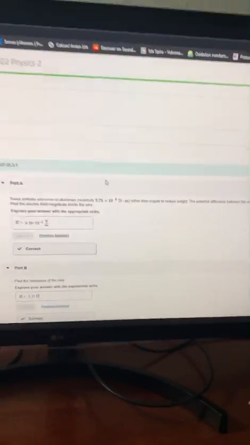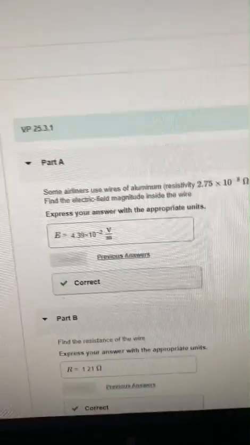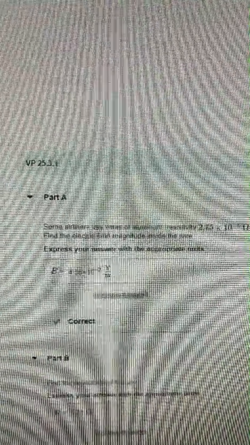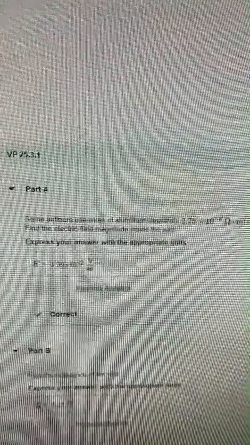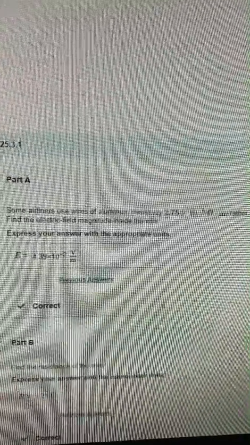So today's problem we're going to solve is number 9 on the homework. For part A of number 9, it states, some airliners use wires of aluminum resistivity 2.75 times 10 to the power of negative 8 rather than copper to reduce weight. The potential difference between the ends of the aluminum wire, 33 meters long, is 1.45 volts. When the wire carries current 1.2 amps, find the electric field magnitude inside the wire.